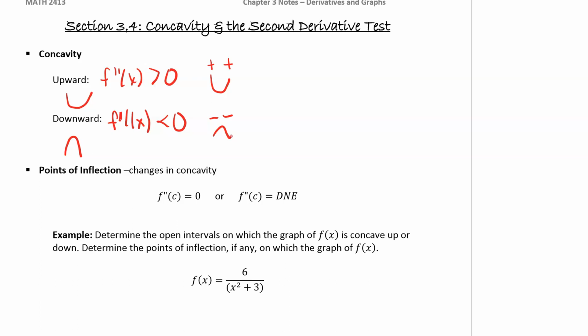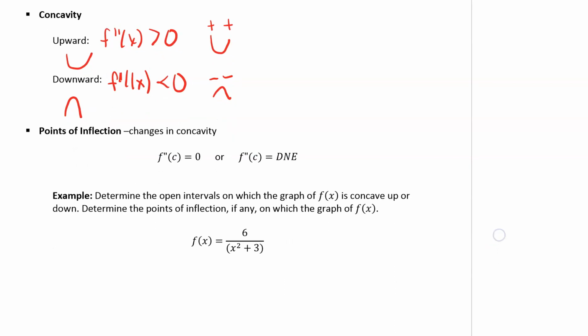Now, what's going to be difficult with some of the concavity problems is 1, being clear with your details, and 2, simplification of your derivatives is what's going to catch you. And so let's just jump into an example here in just a minute. We're going to define one more thing before we do that: points of inflection.